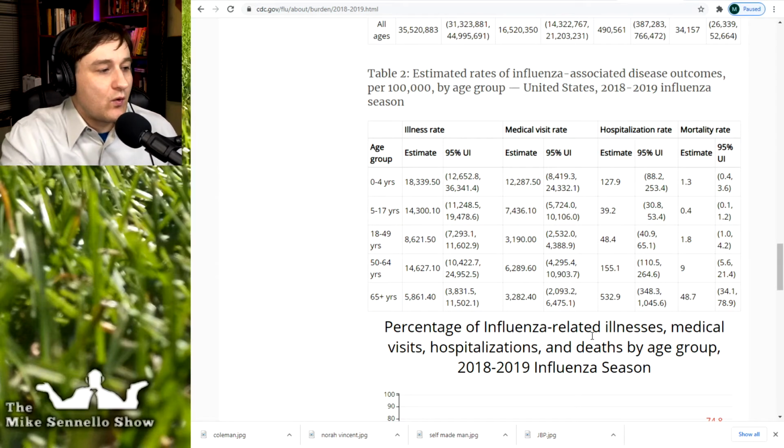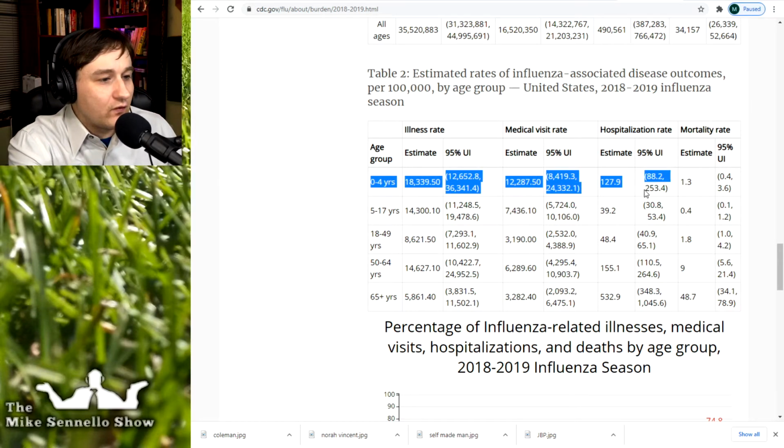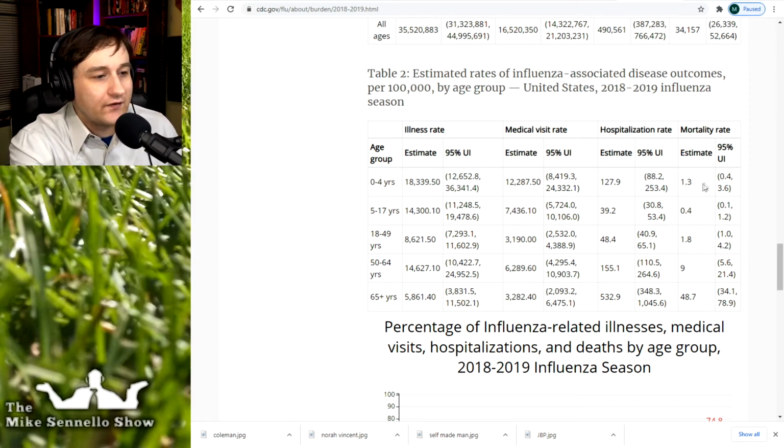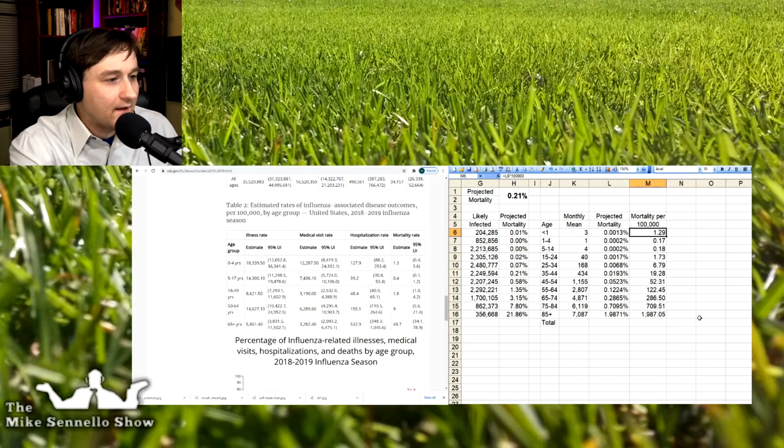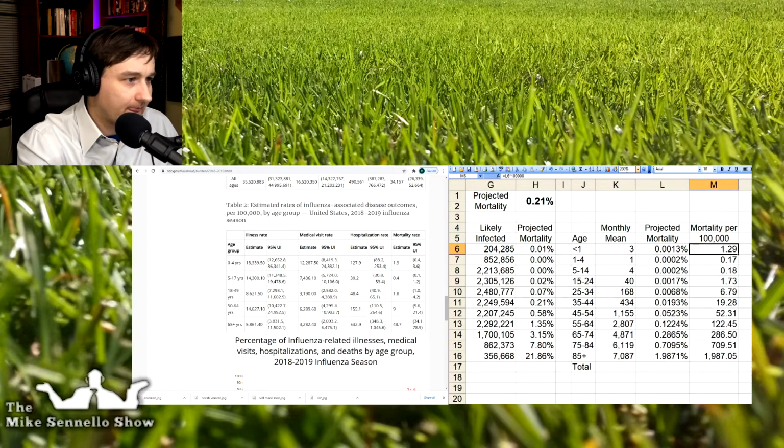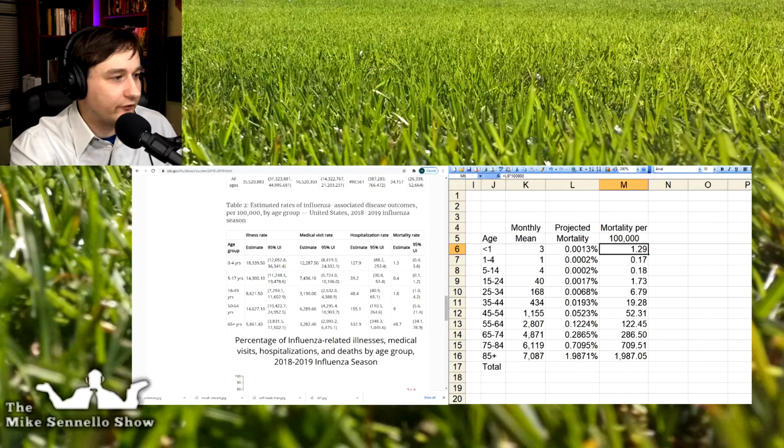Okay, so what we can do now is say aged 0 to 4 years. Our mortality rate estimate is 1.3, and that's per 100,000. And our projected range is 0.4 to 3.6. So then let's go back to our Excel spreadsheet. In fact, let's do something even better. Let's do a side-by-side capture. And let's zoom right on in to that mortality per 100,000 per age group.